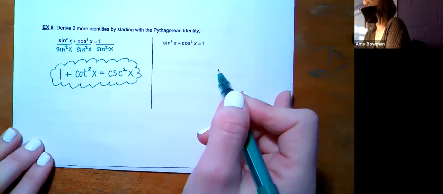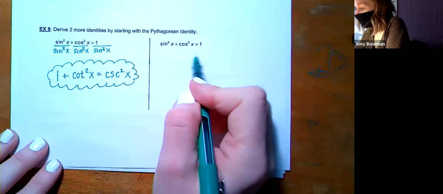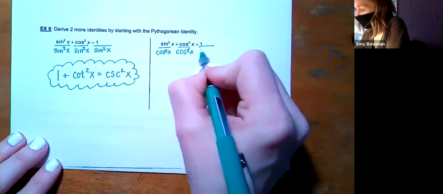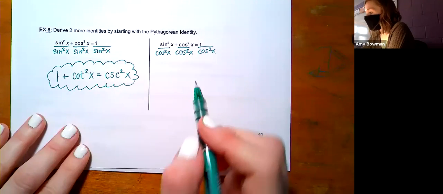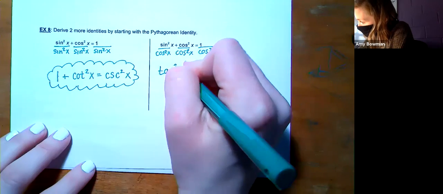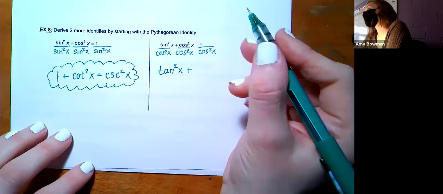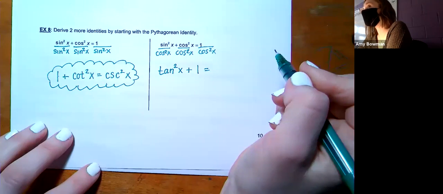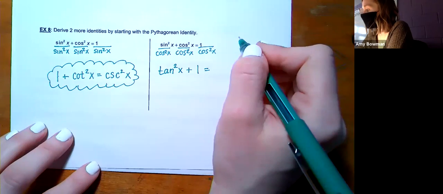And then we could do the same thing, start with our original and divide everything by cosine squared. So earlier I just divided by sine squared, now we can do cosine. And we'll end up with another version of the Pythagorean identity. So sine squared over cosine squared is tangent squared. Cosine squared over cosine squared is 1. So tangent squared plus 1 is 1 over cosine squared, which is secant squared of x.